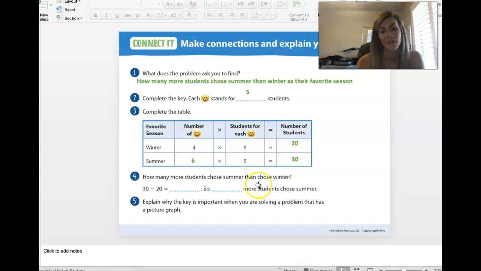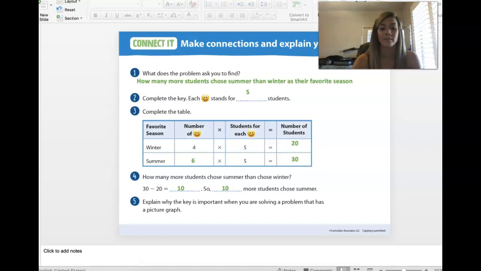Good job. Then how did we figure out the difference? How many more? Finding the difference, subtracting. How many more students chose summer than chose winter? 30 minus 20 equals 10. So 10 more students chose summer. Good job.